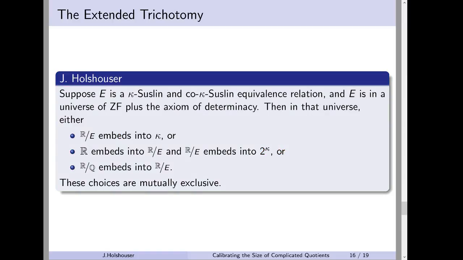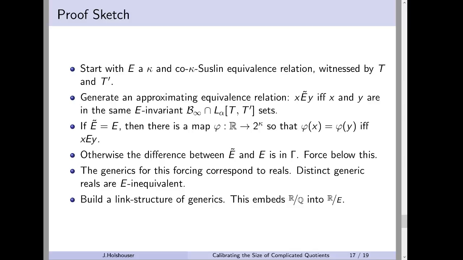Okay, start with something that's both kappa and co-Kappa-Suslin, and it's in the universe of determinacy. And inside of that universe, I can either embed it into 2 to the kappa specifically, or embed R mod equality into it, and these are mutually exclusive choices. All right. And the outline is sort of not so bad either. So now our L actually has T and T prime in it, so it's a slight modification.